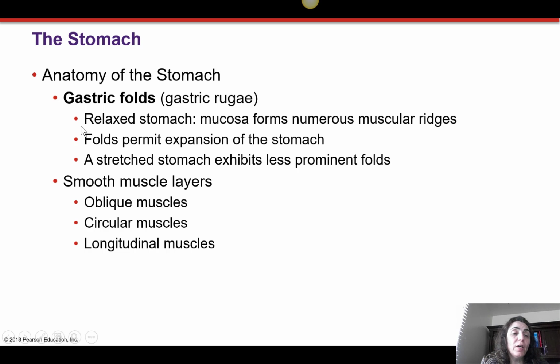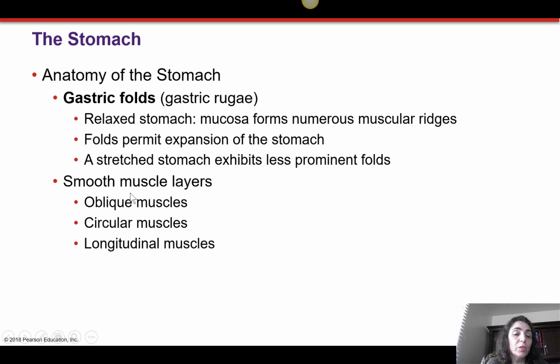When we have a relaxed stomach, the mucosa makes some folds, forming numerous muscular ridges that we call ruga, each one. And these folds permit expansion of the stomach whenever we need it. Whenever more food is coming to the stomach, it has more space to accommodate more food. A stretched stomach exhibits less prominent folds. When it expands, obviously those folds go down. When it is relaxed, you see those folds more.